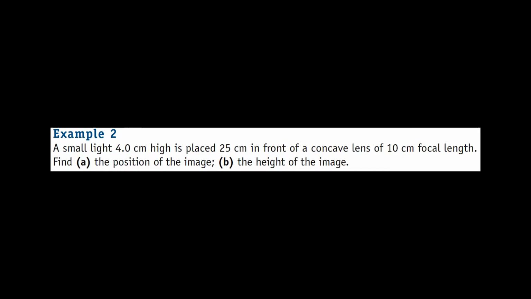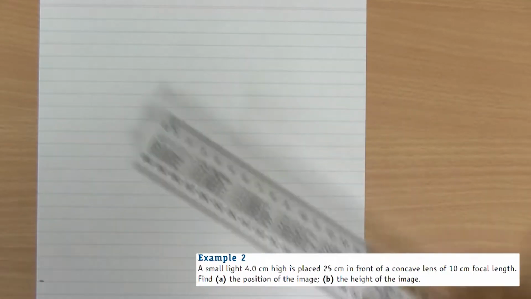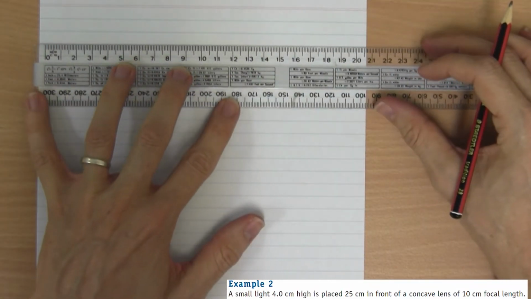Now let's try using the formula to locate and describe the image in a concave lens. This is example 2 from the textbook, chapter 19, page 424 in the new edition. A small light 4 centimetres high is placed 25 centimetres in front of a concave lens of 10 centimetre focal length. Alright, as usual I'm going to start with a quick sketch.